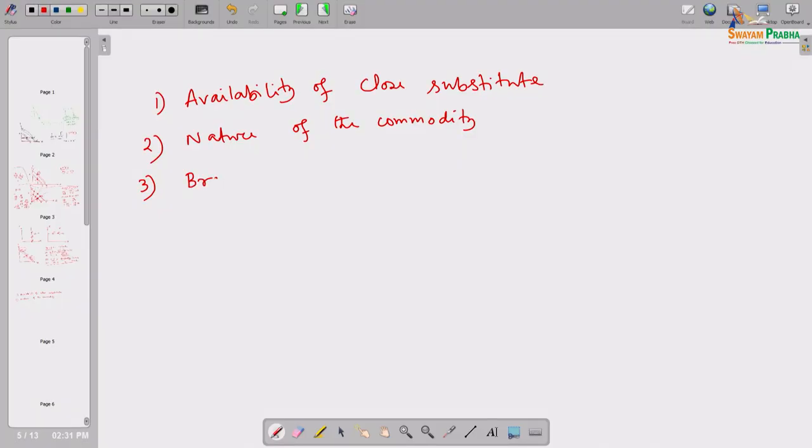Similarly, how we are defining the commodity itself, or the definition of the market, matters. Here we are referring to a broader versus narrower definition. Suppose we are talking about a commodity like food. Definitely its elasticity of demand will be less, because food is a necessary commodity to us. So our demand will be inelastic for that commodity.